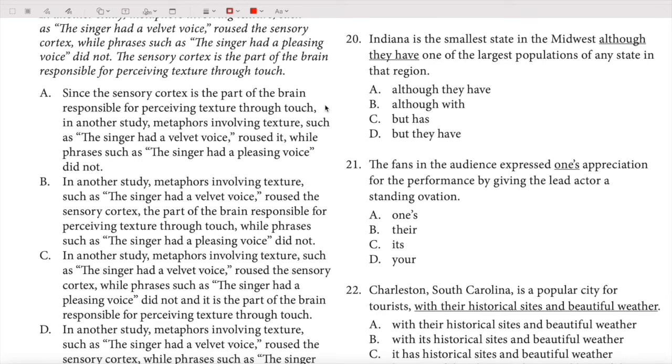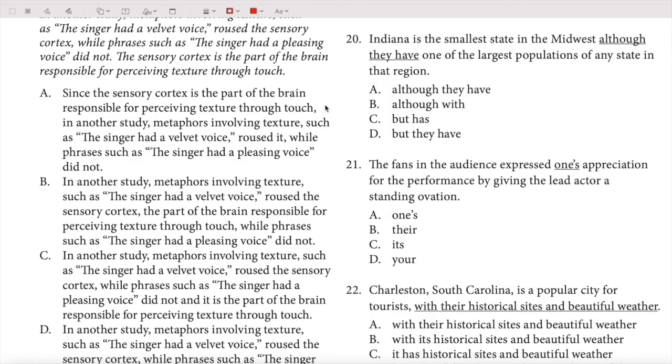Although they have one of... I mean, there was something I was thinking of. What do you think? Just tell me what you're thinking. Well, I was thinking, although it has, but that's not an answer choice. Why do you want to say although it has? Although they have one of the largest... Because I think you're on the right track. I just think it sounds better. That's not an option.